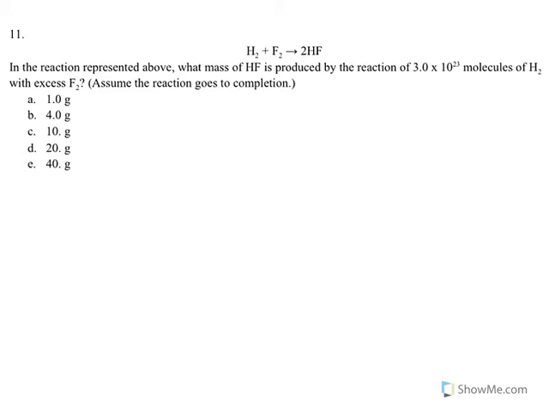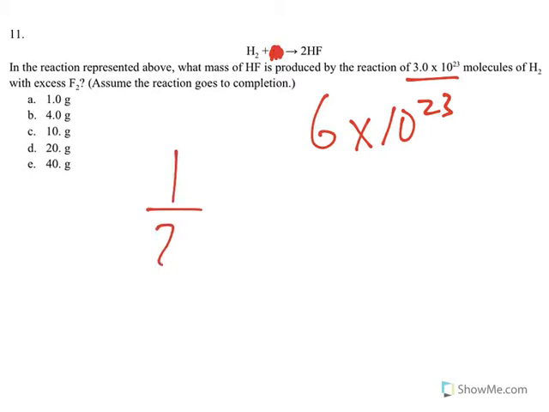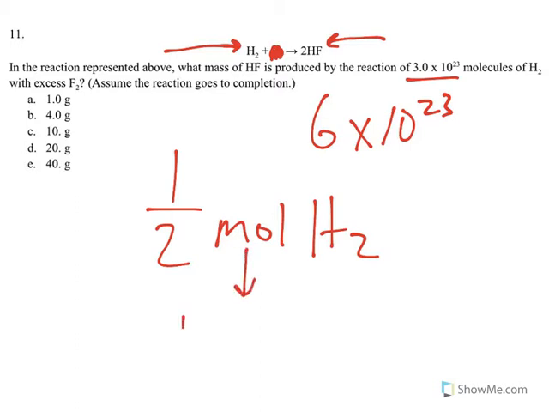And in this one, we've got another reaction. What mass of HF is produced by reacting 3.0 times 10 to the 23rd molecules of H2 with excess F2? So we don't really care about the F2 in this situation, it's in excess. But since 6 times 10 to the 23rd is a mole of molecules, and we only have 3 times 10 to the 23rd, we only have half of a mole of H2. So if half of a mole of H2 goes in, you'll get out twice as much HF according to the coefficients. So this will result in 1 mole of HF being formed.